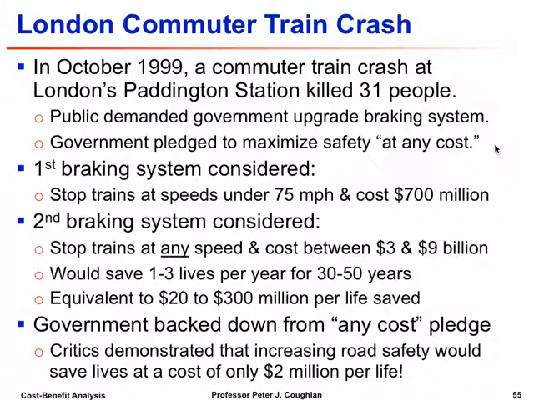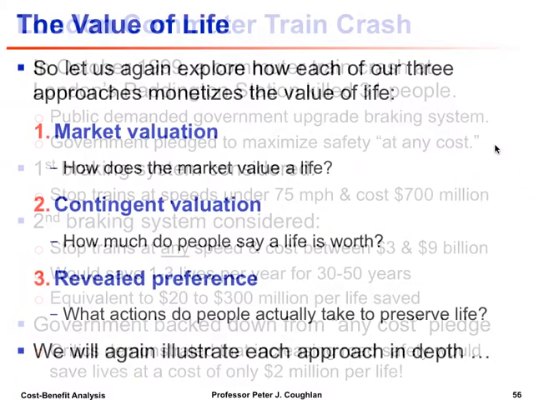Also, they pointed out that whereas the second braking system would have cost between $20 million and $300 million per life saved, studies showed that if you just increase road safety, you would save lives at a cost of only $2 million per life. So if you take the same amount of money and put it towards road safety, you would save far more lives than with the enhanced braking system. Again, this is an example where the government has to make a choice, put a value on lives, and decide how much a life is worth.